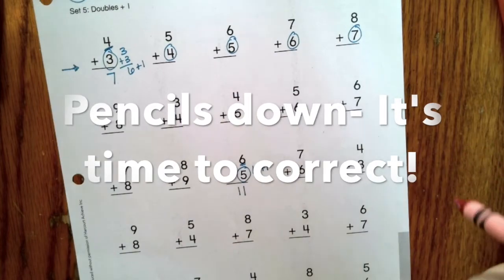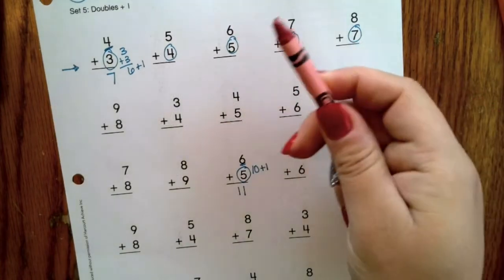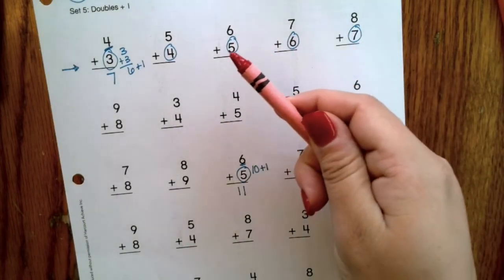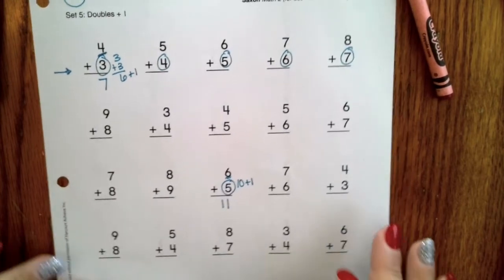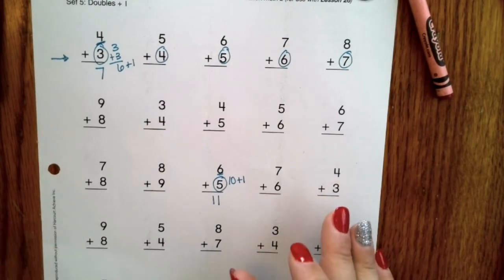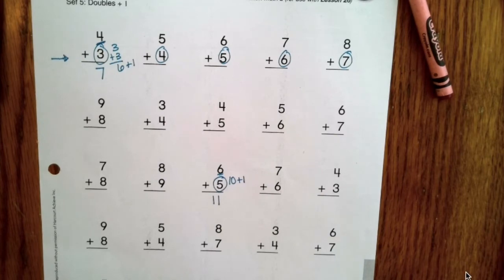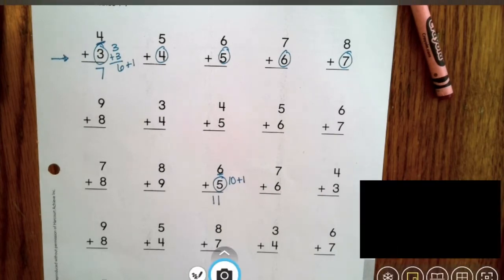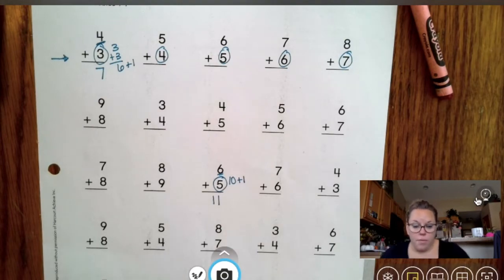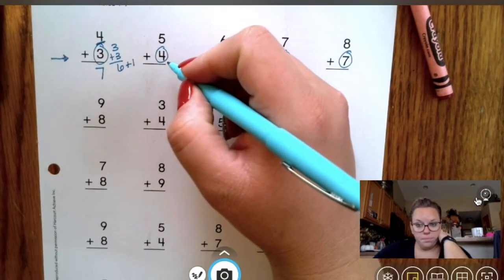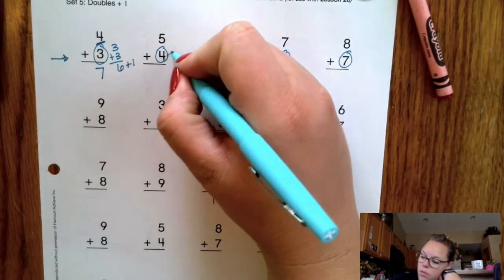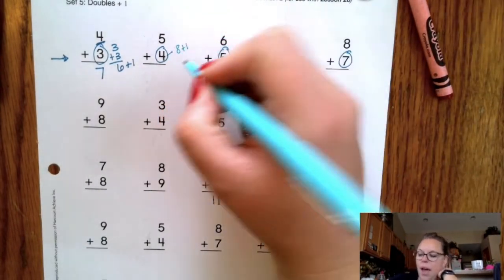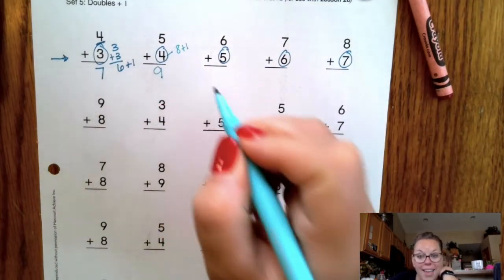Now that your 2 minutes are up, we're going to check our work. So make sure that you have your crayon or your colored pencil so that we can go over these facts together. We already did the first one together. 4 plus 3. 4 plus 3 is 7. Next, 5 plus 4. Remember that we circled the 4. So now we have 4. We have to double it. 4 plus 4 is 8. And add one more. That makes 9.